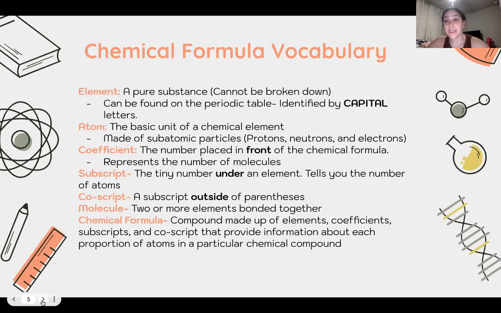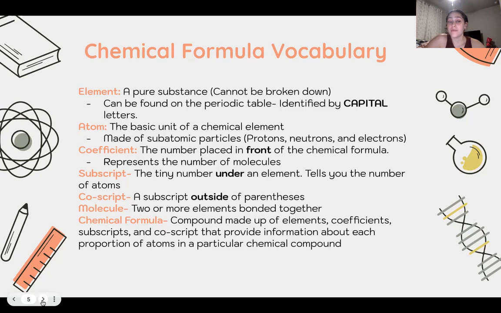So before we hop into the actual thing, I want to go over some vocabulary. I know we talked about this previously, but some of these are new and some are repeated. We already know what an element is. It is a pure substance. These are represented by capital letters that can be found on the periodic table. Remember, the periodic table is organized in a way of nonmetals, metals, and metalloids. Again, elements are represented by a capital letter.